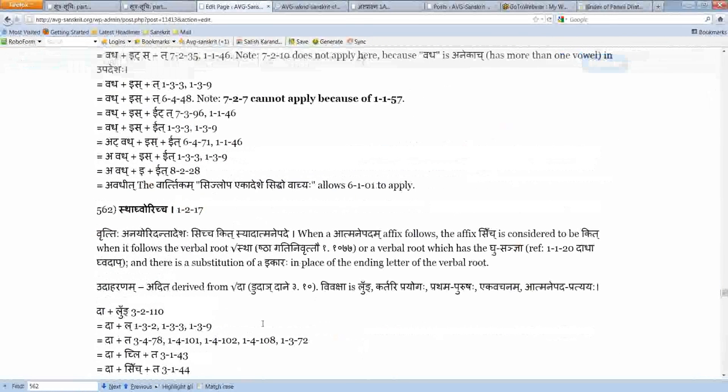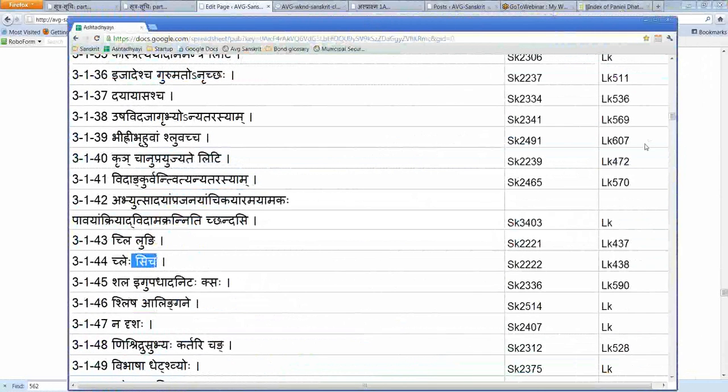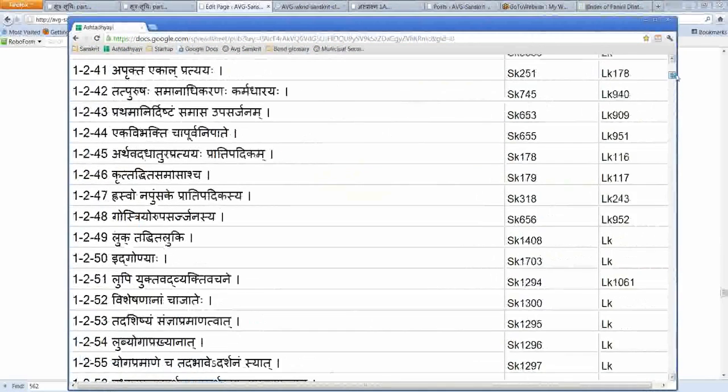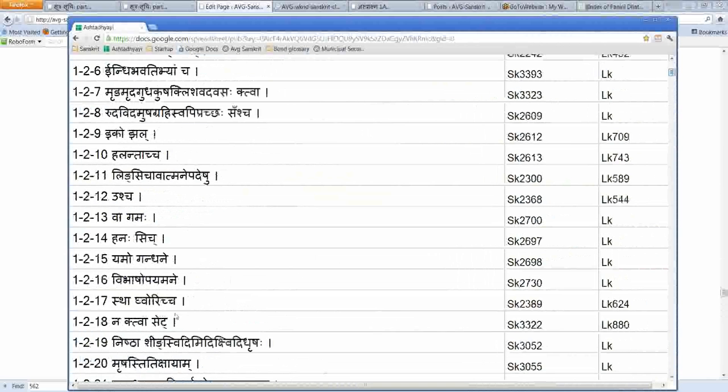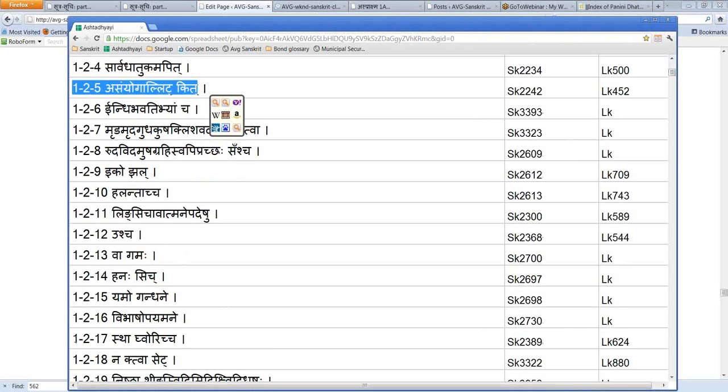When you see a number between 1-2-1 to 1-2-26, we have to know it is something to do with the pratyaya which is being made a kit, nyit or a kit by Panini. So when you see a number like 1-2-17, and of course we know the sutram, which is Asanyoga lit kit, we have used over and over again, we know that some pratyaya is being made into a kit pratyaya. But it's just something extra also.